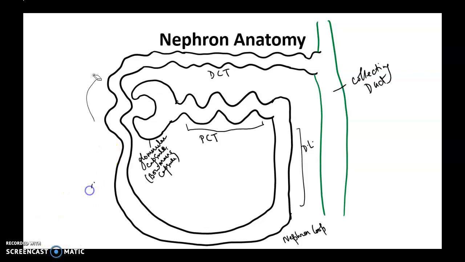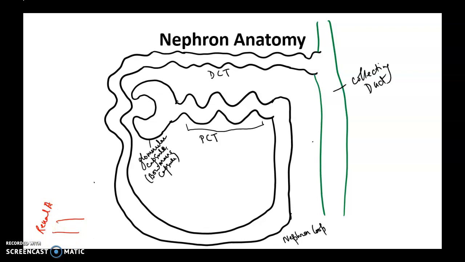Now, let's do some important stuff. Very, very important. All right, I want you to pay a lot of attention here. We are actually trying to show you how the blood actually gets to the nephron. Okay, so please pay attention here. So imagine we have the renal artery here. This is the renal artery.